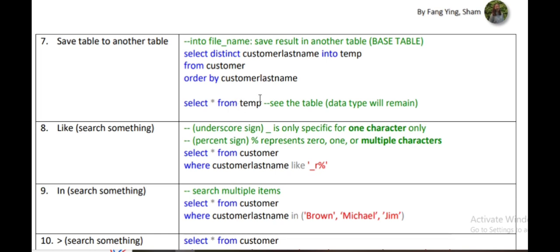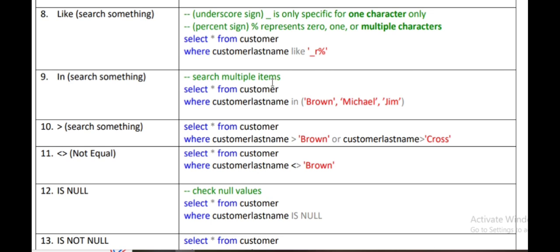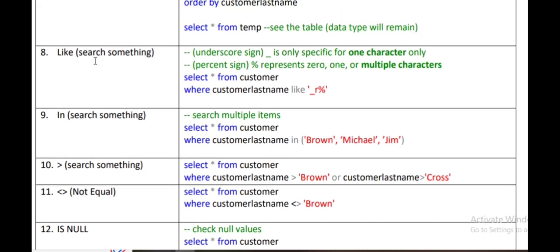Number 8. LIKE, search something. Underscore sign is only specific for one character only. Percent represents 0, 1 or multiple characters. Select all from customer, where customer last name like, in single quotes, underscore or percent. Underscore represents one character and percent represents multiple characters, any character, any number of characters, and any character can be there in place of percent.